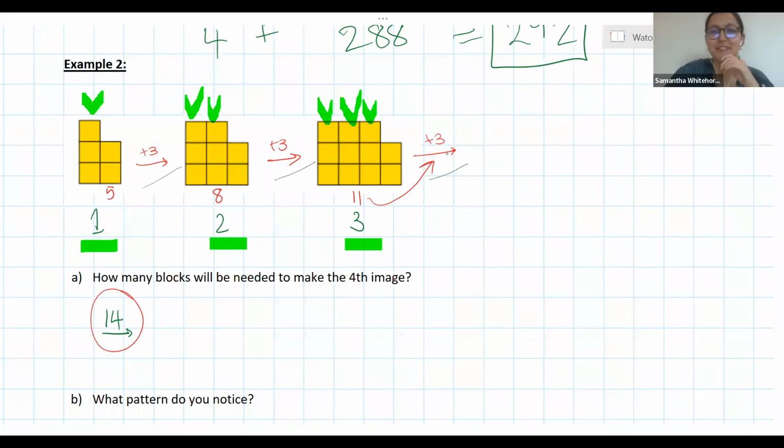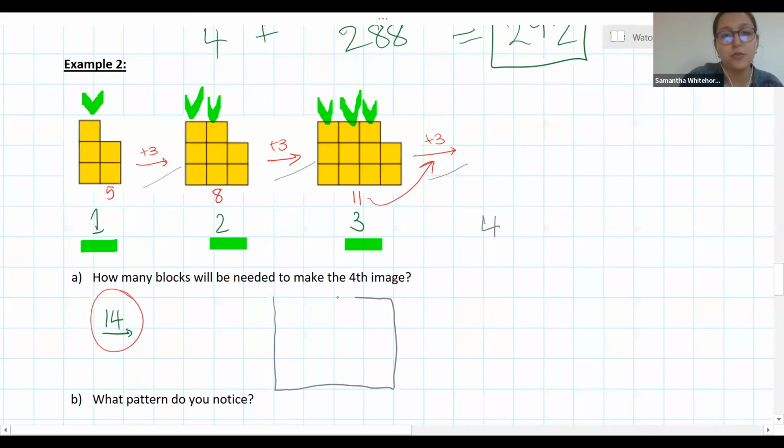Alrighty. Okay, so guys, let's finish off the question that I sort of two-parted here. What would image 4 look like? So we've established that we're adding a row of 3 each time. And so if we go to the 4th image, we should have 4 rows of 3. So I'm going to draw it here where I've got a bit more space. So I would need to have 4 rows of 3.